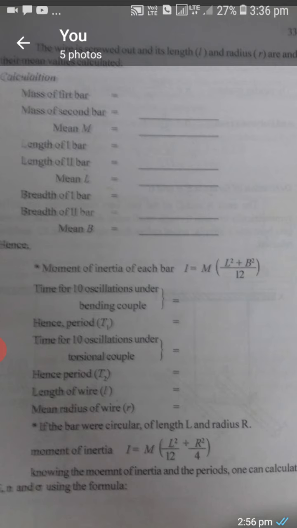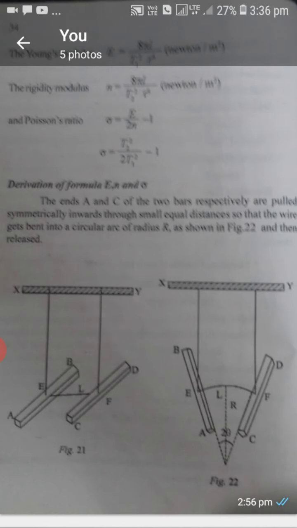Using the formulas, E, the Young's modulus, is equal to 8 pi I L divided by T1 square or power 4. Rigidity modulus N is equal to 8 pi I L divided by T2 square or power 4. Then Poisson's ratio sigma is equal to E by 2N minus 1. Here you substitute the values of E and N. Then 8 pi L and R power 4 get cancelled. Then you will get T2 square by 2 T1 square minus 1.